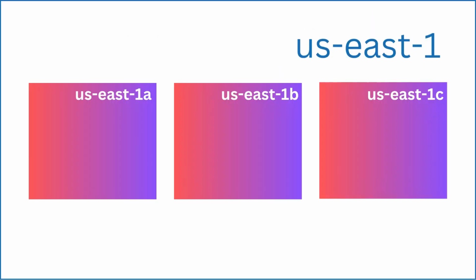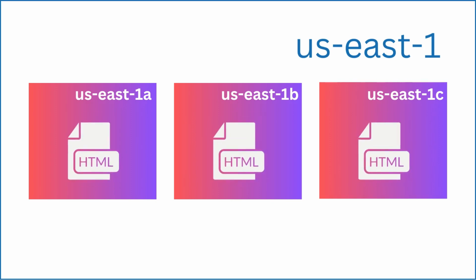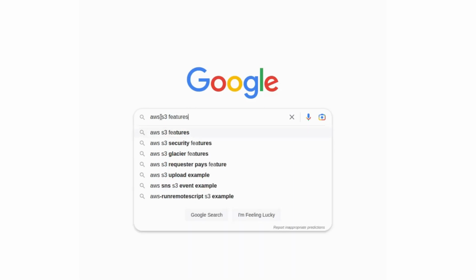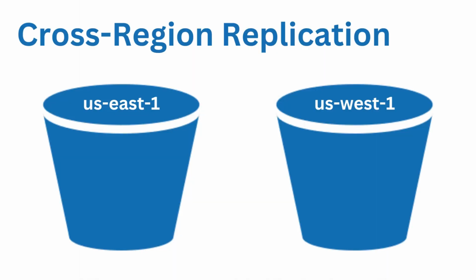It also provides durability by automatically replicating data across multiple availability zones within a region. This ensures that your data is protected from hardware failure, natural disasters, and other events that could cause data loss. S3 also offers a number of features to help you manage and secure your data, such as access controls, encryption, and versioning.